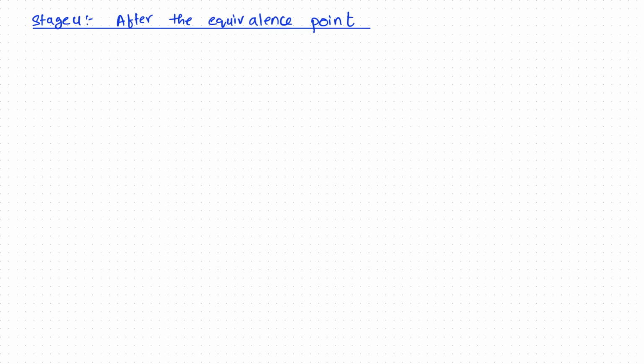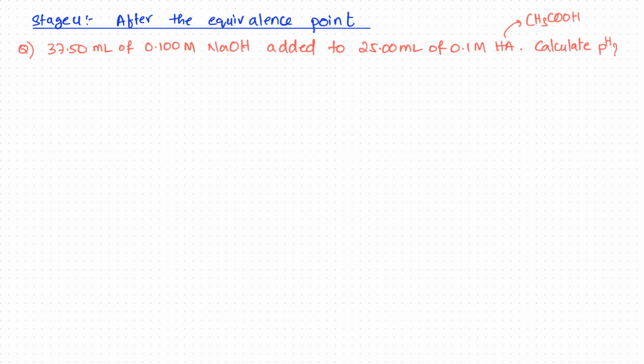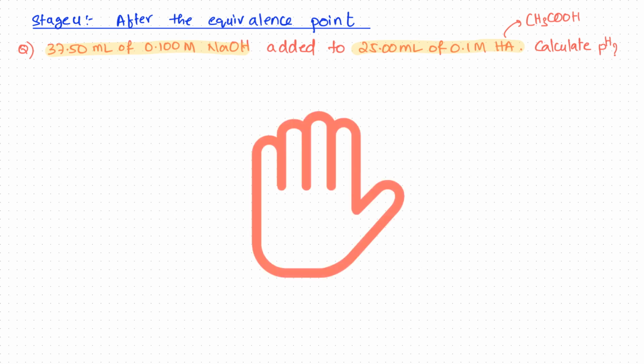Stage 4. After the equivalence point, we can pick any volume of sodium hydroxide after the 25.00 ml mark. I pick 37.5 ml for this example. 37.5 ml of 0.1 molar sodium hydroxide is now added to 25 milliliters of 0.1 molar acetic acid solution. What would be the pH of the resulting solution? Pause the video here and answer the question.